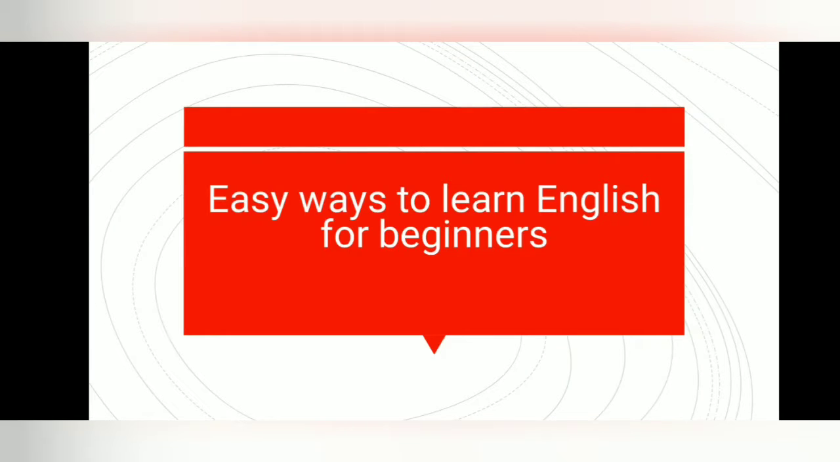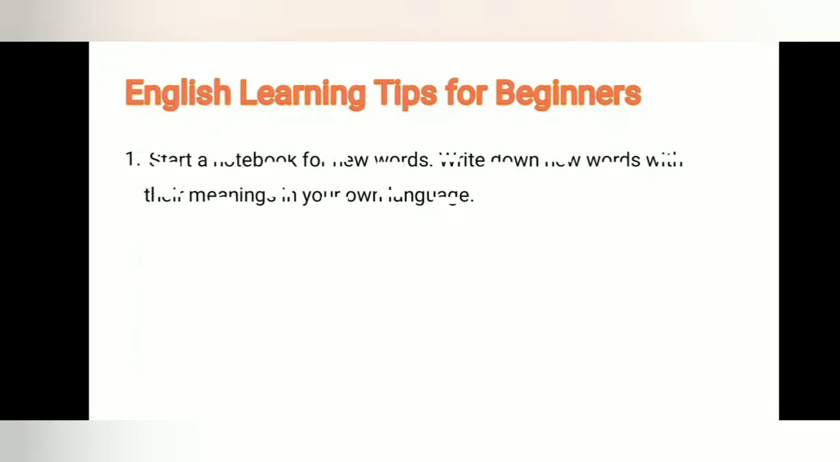Easy way to learn English for beginners. English learning tips for beginners. Number 1. Start a notebook for new words. Write down new words with their meanings in your own language. Number 2. Use an English dictionary.